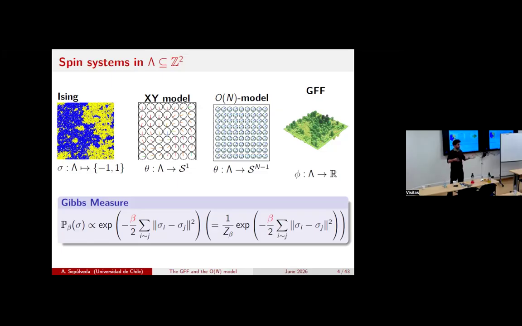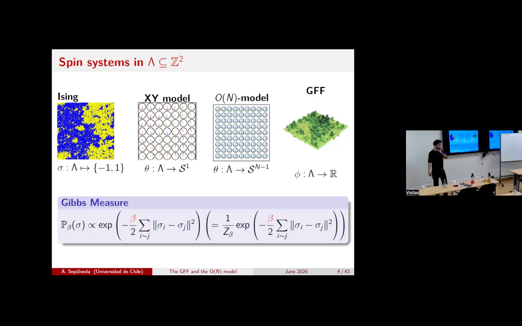It's not just n independent copies of a GFF. For the GFF, one needs to be careful because the measure is infinite, so you have to put boundary conditions. And whenever we have to choose boundary conditions for the GFF, we are going to put boundary condition 0, meaning that at the boundary we force the GFF's value to be 0. And then we let it run.